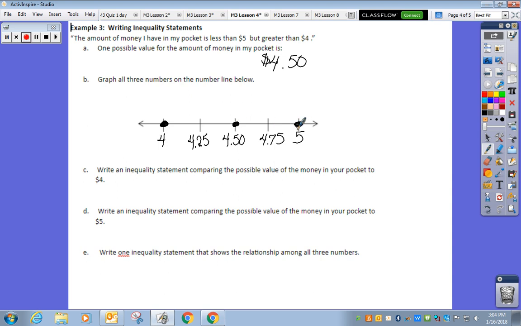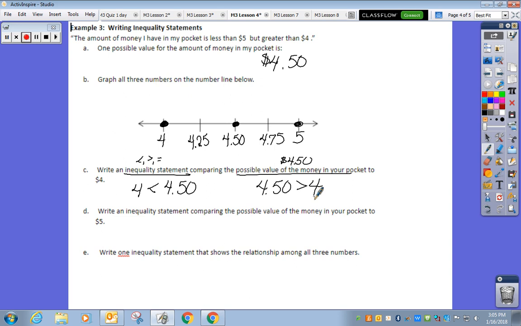Okay, so letter C is asking us to write an inequality statement. Again, that just means using less than, greater than, or equal, comparing the possible value of money in our pocket, which we have chosen as $4.50, to the $4. So there's actually 2 statements we can write. 4 is less than $4.50, or $4.50 is greater than 4. 2 different inequality statements with those numbers.